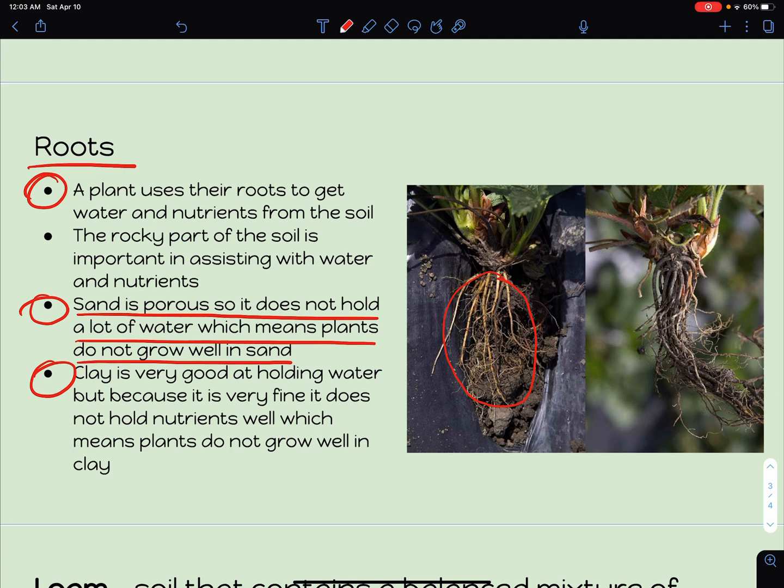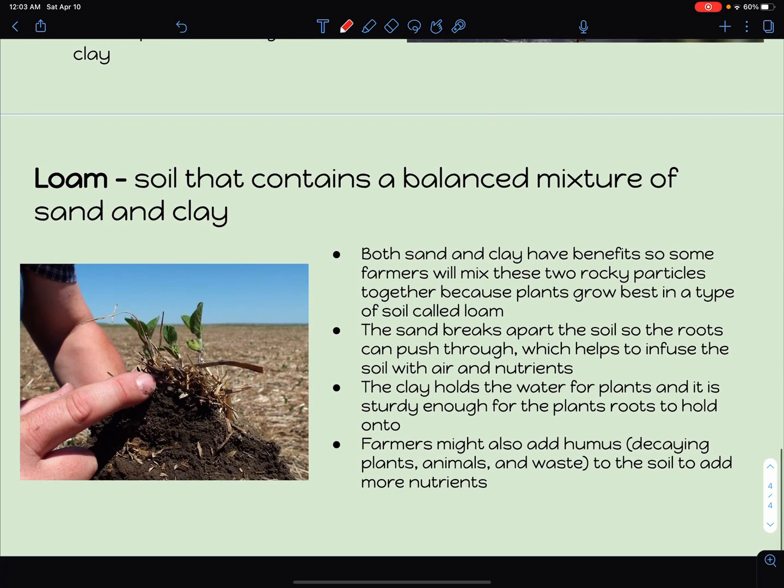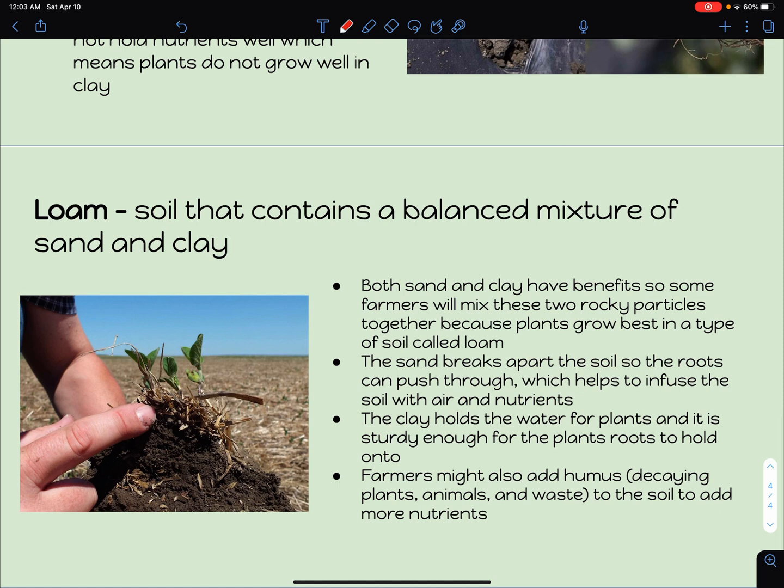But just because sand and clay by themselves don't grow plants very well, you can actually mix these two particles together. And when that happens, it's called loam. So loam is just soil that contains a balanced mixture of sand and clay. So let's add that definition to our notes. Again, we know that both sand and clay have benefits, right? We learned about that the other day.